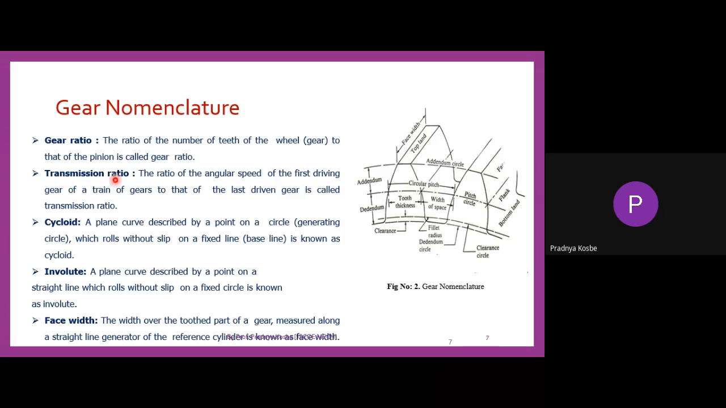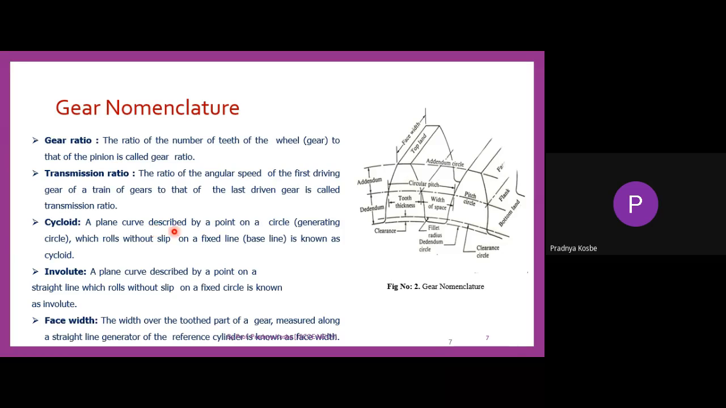Then transmission ratio. It is the ratio of the angular speed of the first driving gear of a train of gears to that of the last driven gear, and is called the transmission ratio. Then there are two gear tooth profiles. One is the cycloidal gear tooth profile and the other is the involute gear tooth profile.